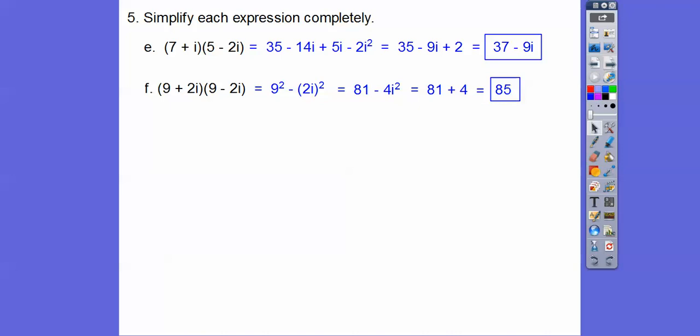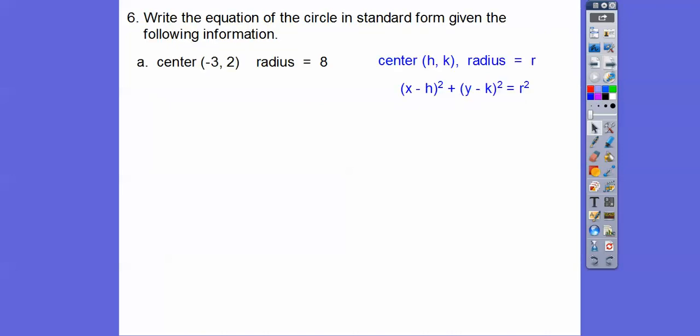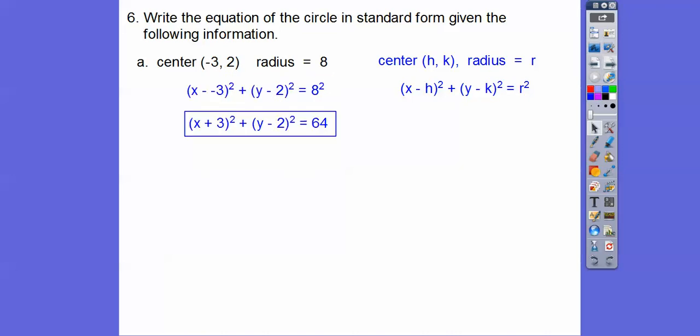Easy enough. All right. Now this last part here, we're going to write equations of circles, given these characteristics. They give you the center and the radius, and there's our equation of a circle. We're going to use this on all of them. So we do x minus h squared plus y minus k squared equals the radius squared. So x minus negative 3 squared plus y minus 2 squared equals 8 squared. Okay, that's all we're doing. Let's just clean it up. There it is right there. So minus negative 3 is plus 3, and 8 squared is 64.